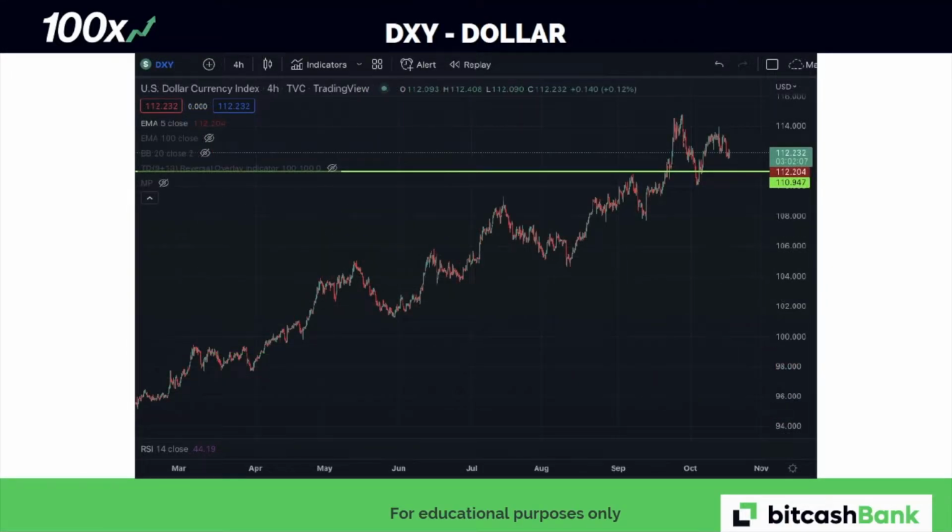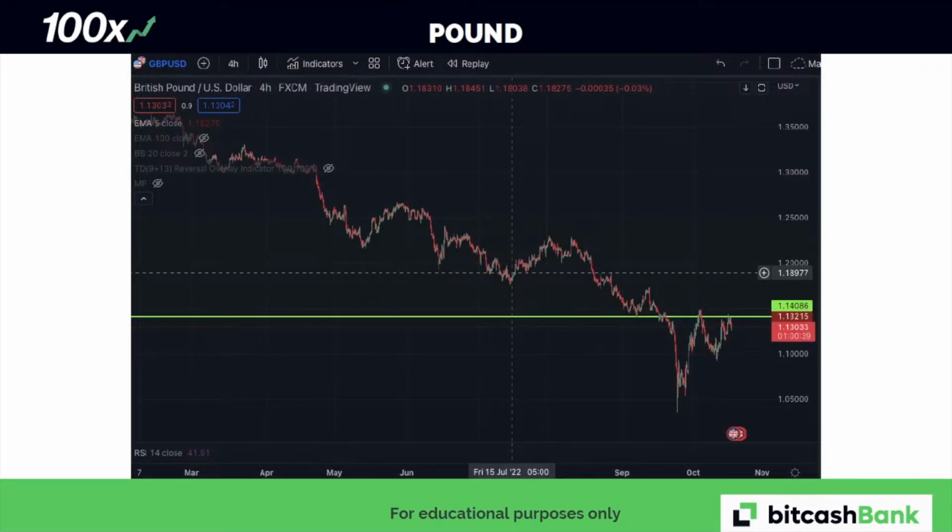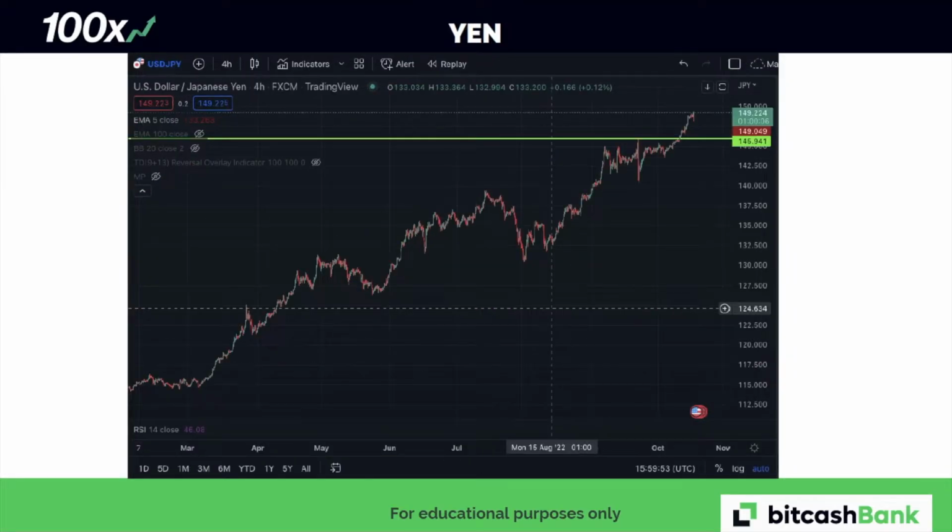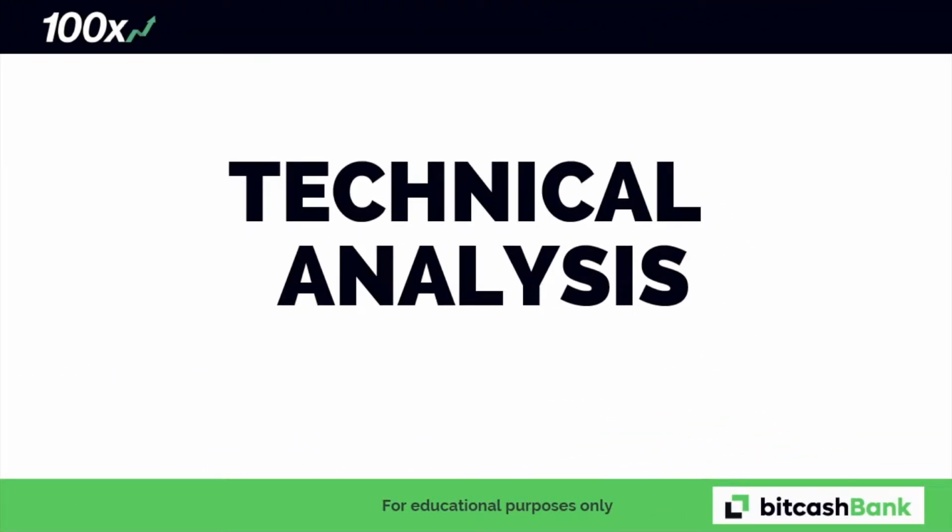The dollar remains flat. The pound has rebounded and is now near resistance of 1.14 after the finance minister stepped down and tax and fiscal policies were reversed. The euro is consolidating, while the yen is continuing to depreciate, now above 149 yen to the dollar despite BOJ intervention. So far we covered support and resistance and technical analysis.